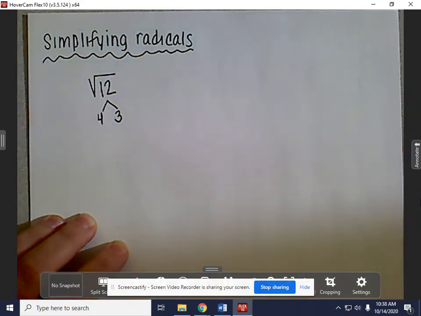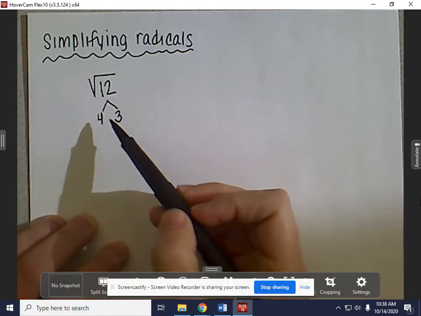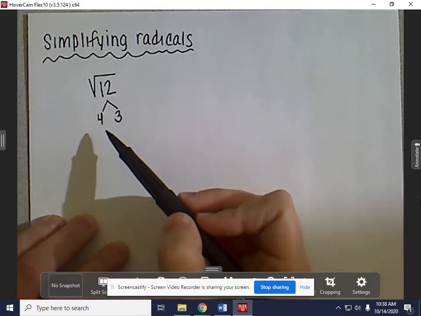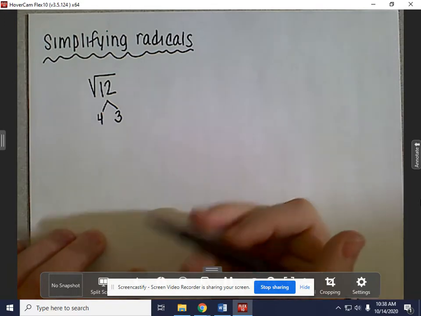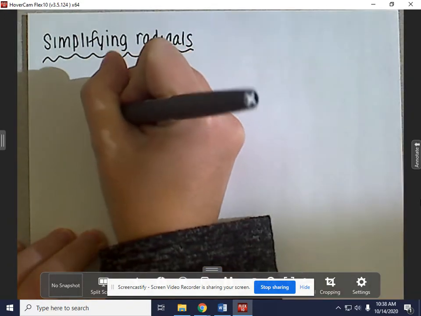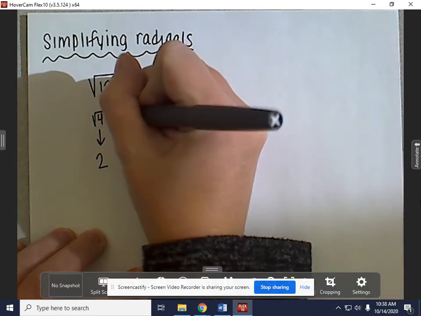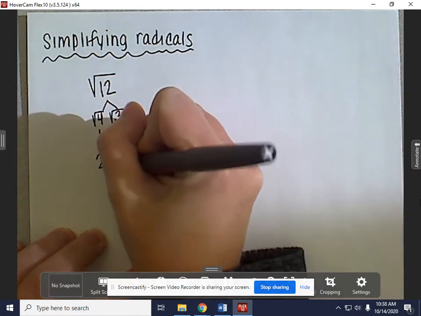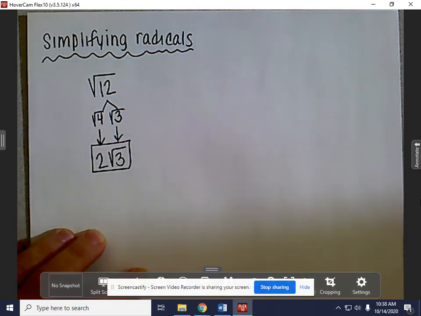What I always want is the way I do it. Some people like to go a little further and do doubles. I like to find one of the factors that's a perfect square. So with that being a perfect square, here's how I would simplify it. I would say, oh, I know the square root of 4. The square root of 4 is 2. And then the square root of 3 we say is irrational, so it stays as the square root of 3. So instead of writing your answer as the square root of 12, you would write it as 2 square root of 3.